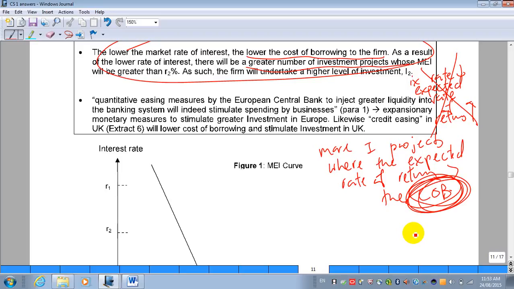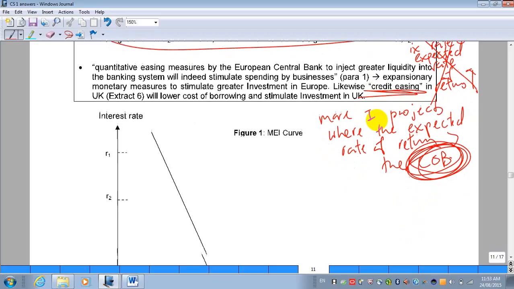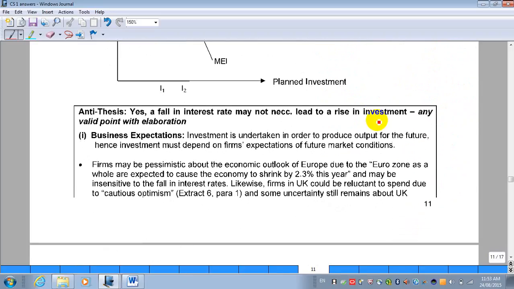Then you refer to the extract on how there's been credit easing in the UK, which has caused the interest rate to fall. And for the antithesis, boys and girls, you need to use the extract. For those of you I've marked, some of you just told me about a fall in business confidence because they are pessimistic about the economic outlook, but you did not refer to the extract at all. I give you a 0, because you should have referred to the extract. It's a case study, it's not an essay.